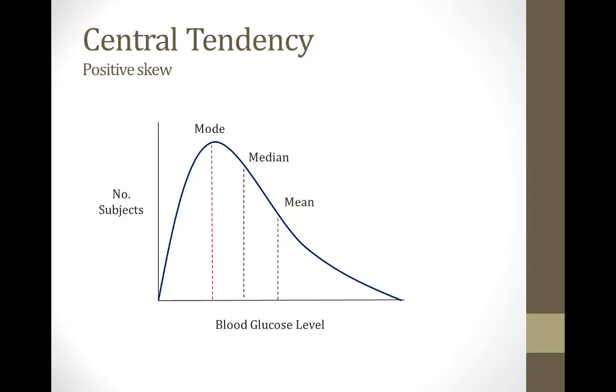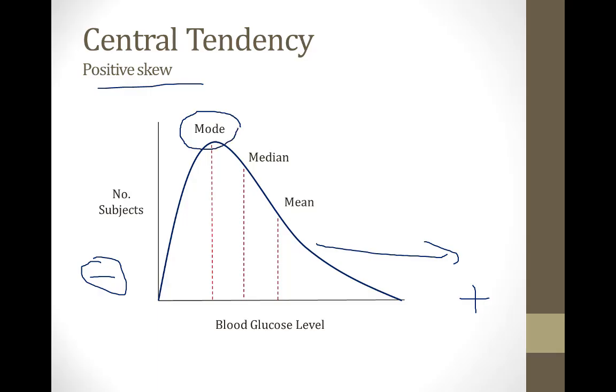So here's an example of a positively skewed data set, and you can see that the tail is pointing in this direction. It's pointing away from the negative numbers over here. It's pointing towards the really highly positive numbers over here. So once again, the mode is the highest point. That's always easy to find. The mean is always the furthest away from the mode, and then the median is in the middle right here.